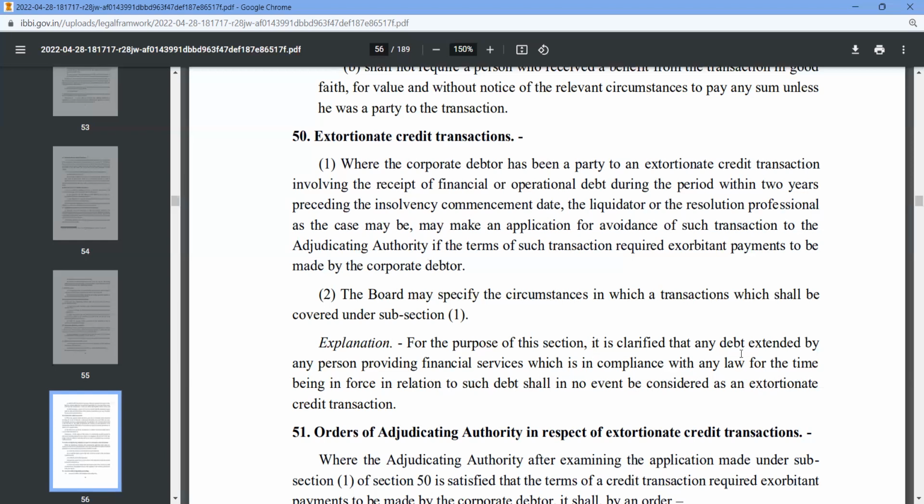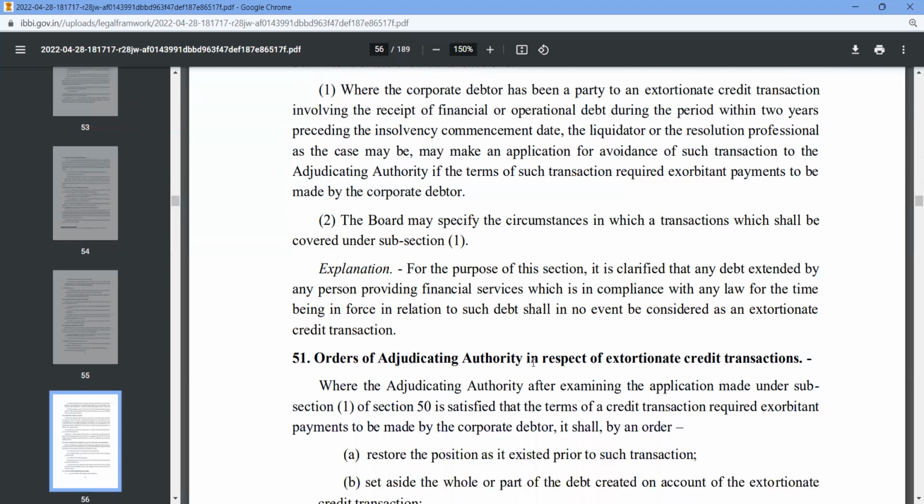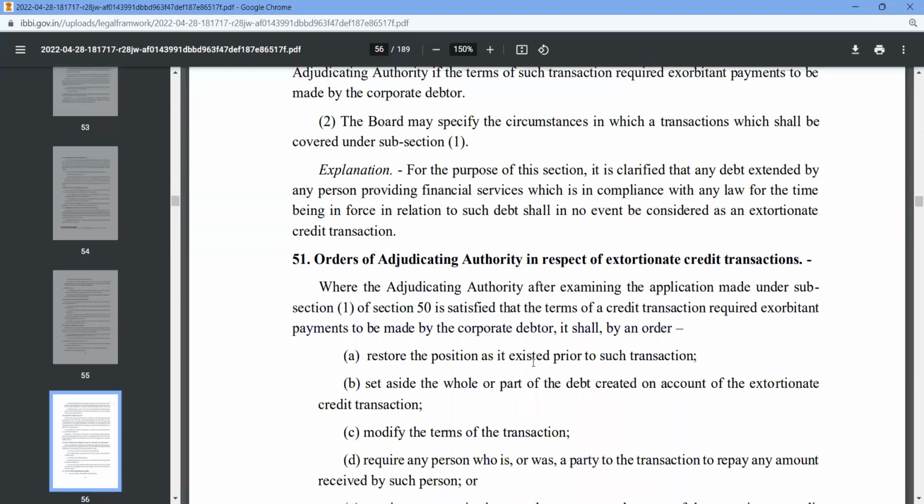And for the purpose of this section, any debt extended by any person providing financial services... suppose there is a credit card company, suppose Citibank is charging 36% interest per annum. Even then, it is not an extortionate credit transaction. But if it is from a private person, a private financer who is charging say 10% per month, then it will be an extortionate credit transaction. But if you have availed financial services from someone who is in compliance with any law, then it will not be considered as an extortionate credit transaction in any event. Okay. And 51, then it talks of order of adjudicating authority, basically restoring the position.